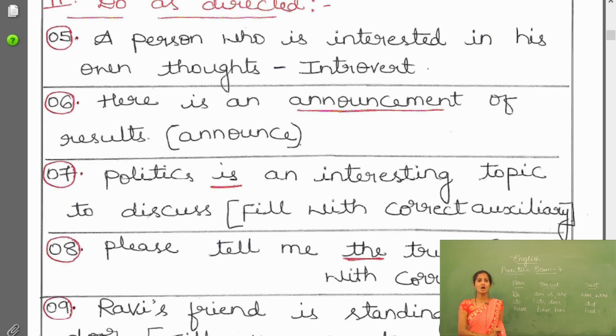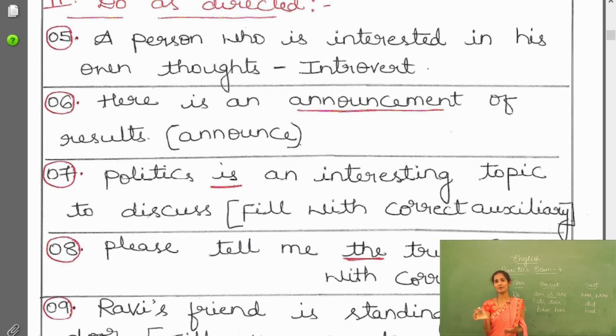You have to observe that. Politics means that is singular. And that will be a fact: politics dash an interesting topic to discuss. That is a fact, right? When we are expressing a universal truth, a universal fact, there should be the use of present tense. So politics is singular, then you have to use is. Politics is an interesting topic to discuss. Is that clear? Fine.